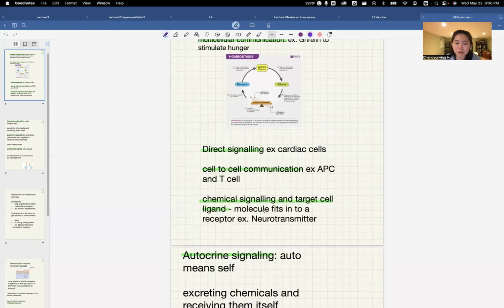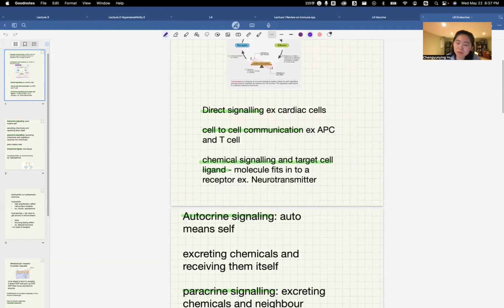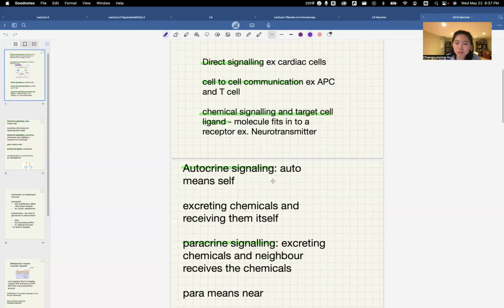Chemical signaling, target cell ligand, a neurotransmitter is an example. It's between the neurons. Autocrine signaling is when a cell secretes a hormone and this exact cell has the receptor, and this hormone can bind to its receptor on itself. This is the meaning of this term. Autocrine, just communicating with itself.